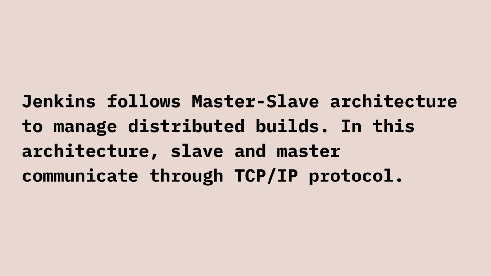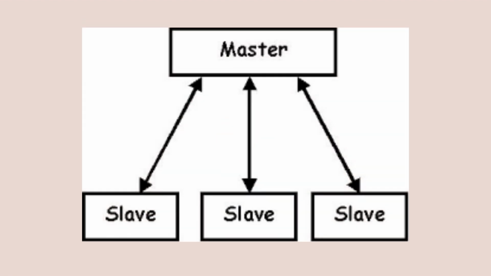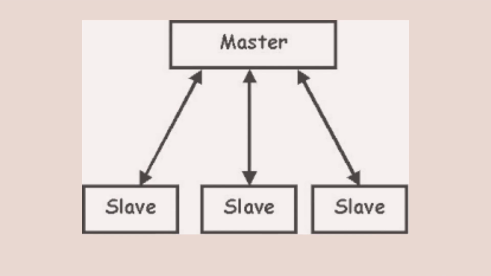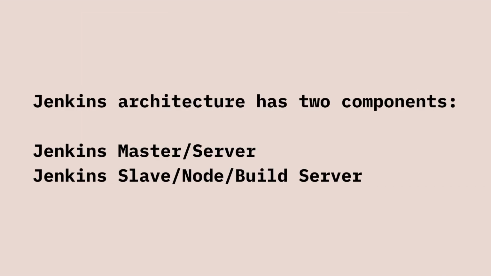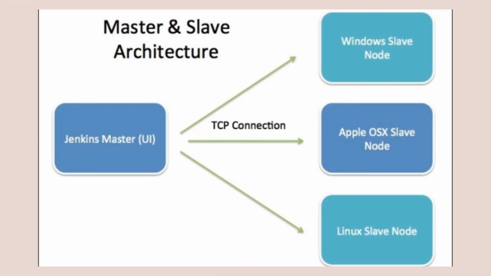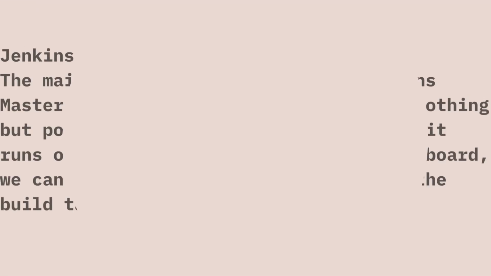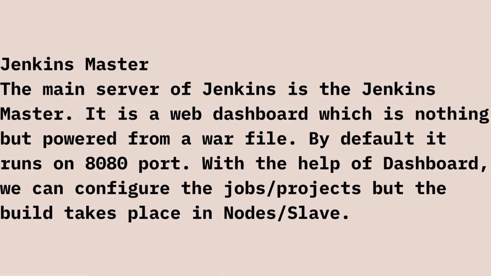Jenkins Architecture. Jenkins follows master-slave architecture to manage distributed builds. In this architecture, slave and master communicate through TCP/IP protocol. Jenkins architecture has two components: Jenkins master or server, and Jenkins slave or node. Jenkins master. The main server of Jenkins is the Jenkins master. It is a web dashboard which is nothing but powered from a WAR file. By default, it runs on port 8080.